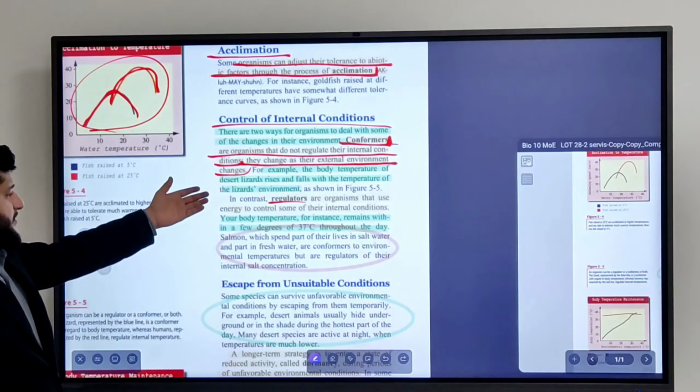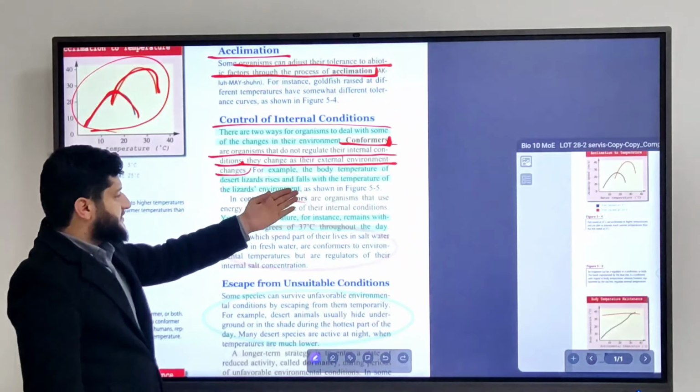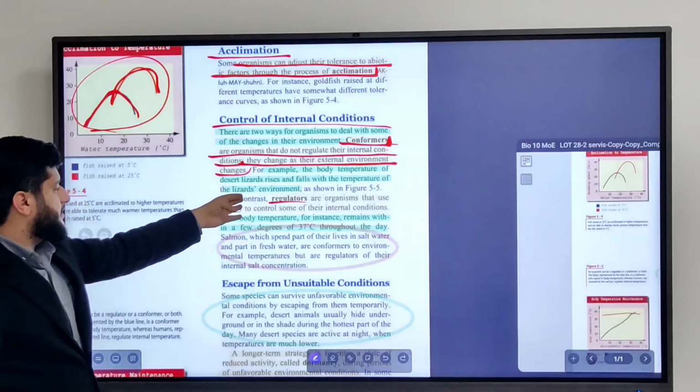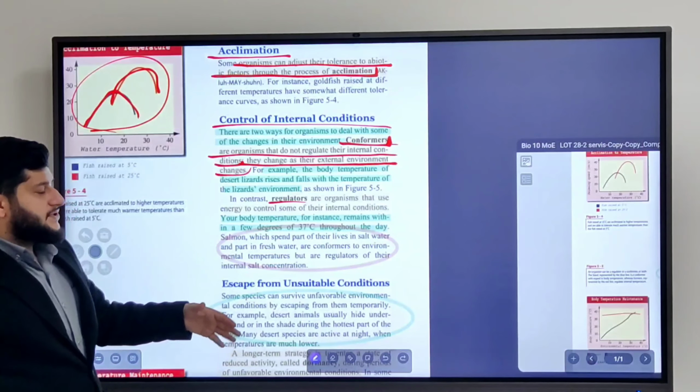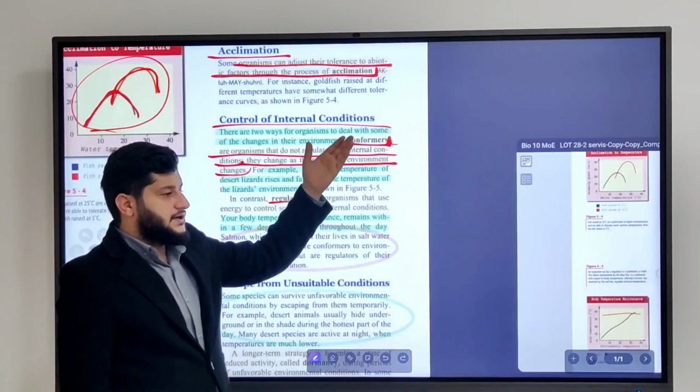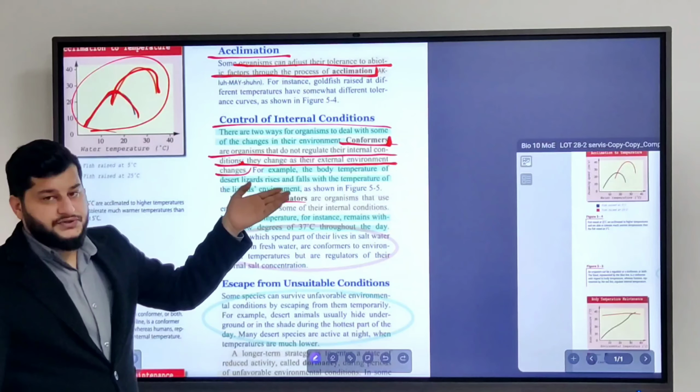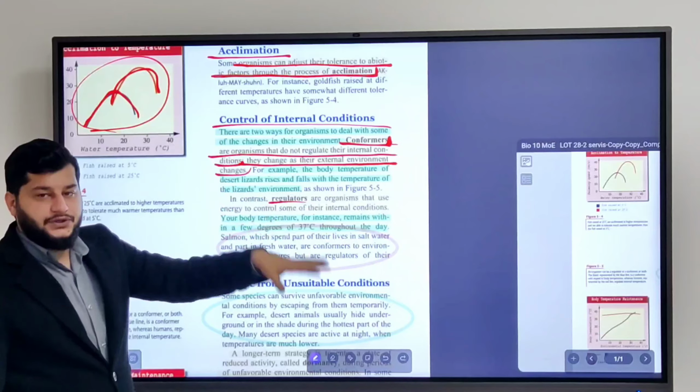For example, the body temperature of a desert lizard rises and falls with the temperature of the lizard's environment. That means if the temperature of the environment goes high, the temperature of its body goes up. If the temperature goes low, its temperature goes low.